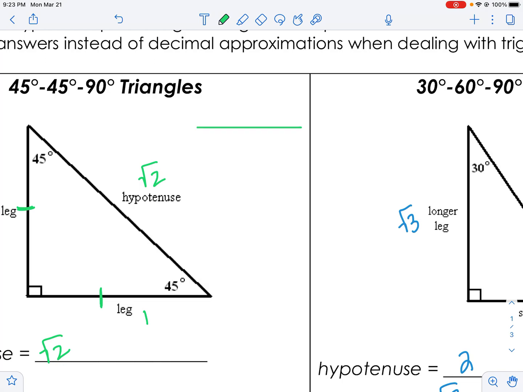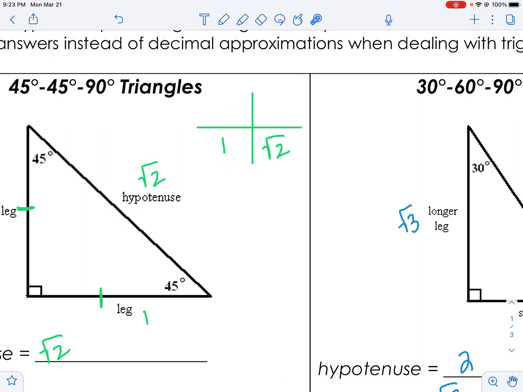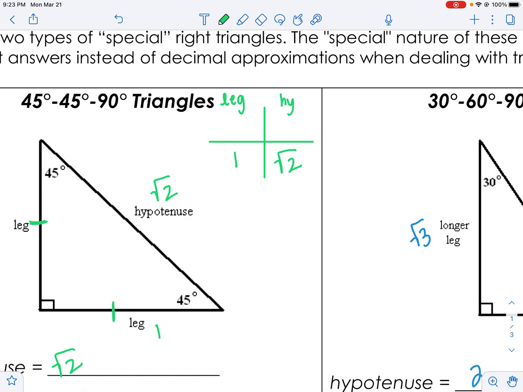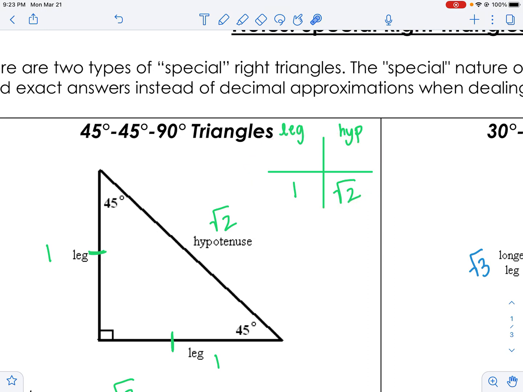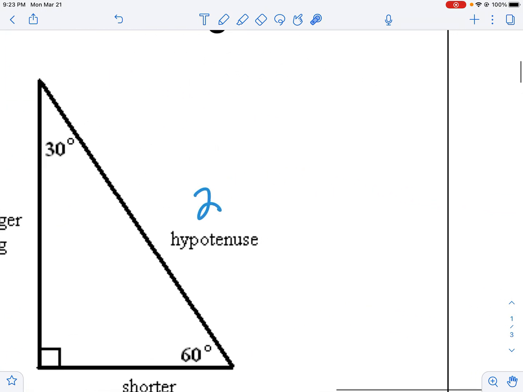So my chart for 45, 45, 90s follows the pattern of 1, root 2. And it doesn't necessarily matter if you put it on the bottom of your chart or the top of your chart. We're all going to end up cross-multiplying anyways. What goes with the 1 is the leg, and what goes with the root 2 is your hypotenuse. So we fill in this chart, and we're going to cross-multiply it out to get our answer.